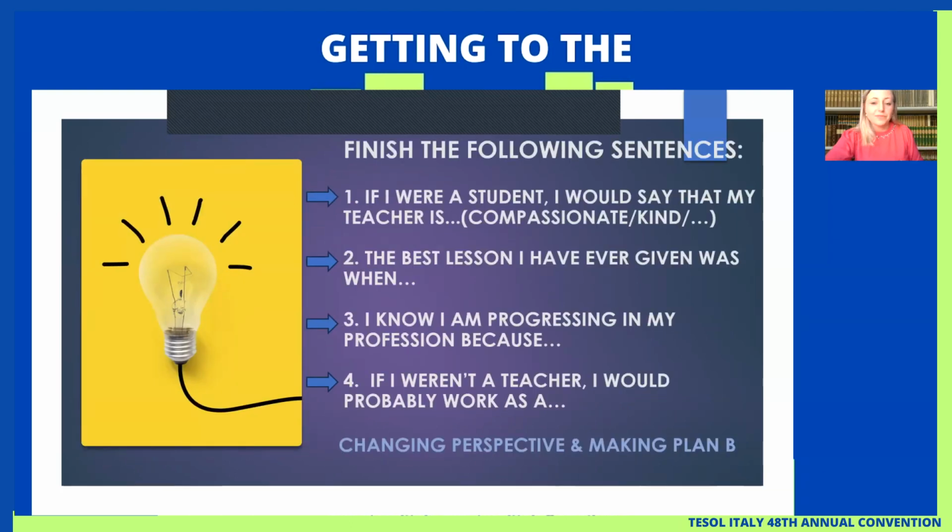To help you with some self-reflection, I have a few sentences there to finish for you. If I were a student, I would say that my teacher is. How do your students see you? Like the best lesson I've ever given was when? Okay, the best, but why is it the best? Why not every lesson is the best? Okay, don't pick just one. Try to make every opportunity that you have with the students the best. Okay, or try something different.